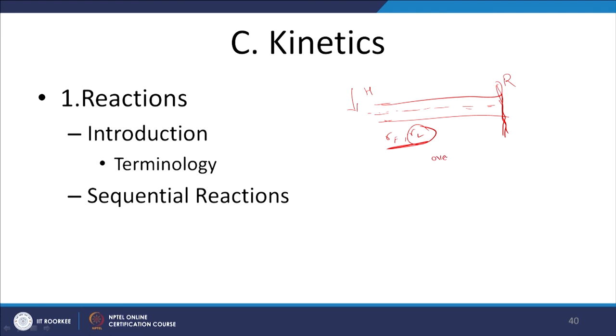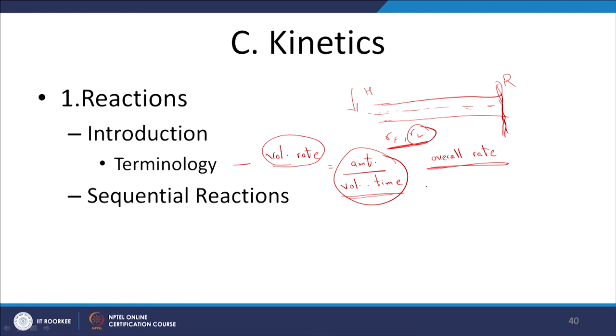If I look at the overall rate, that will give me a misleading or incomplete picture. So what do I usually go for? I go for a volumetric rate, and that is nothing but the change in amount of your substance per volume per time. In general, this is what we are going to use throughout the course of our class: the volumetric rate, that is, the amount of your substance that is transformed per volume of your system per time.